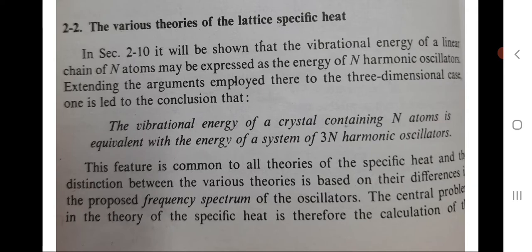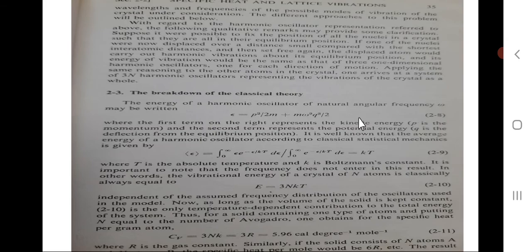This feature is common to all theories of specific heat, and the distinction between the various theories is based on their differences in the proposed frequency spectrum of the oscillators. The central problem in the theory of specific heat is therefore the calculation of the wavelengths and frequencies of the possible modes of vibration of the crystal under consideration, that is, the harmonic oscillators. Okay, now the classical theory of specific heat.